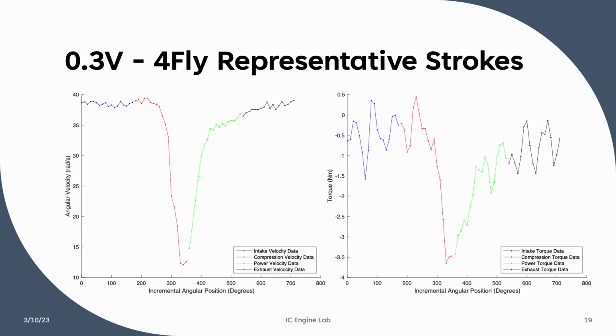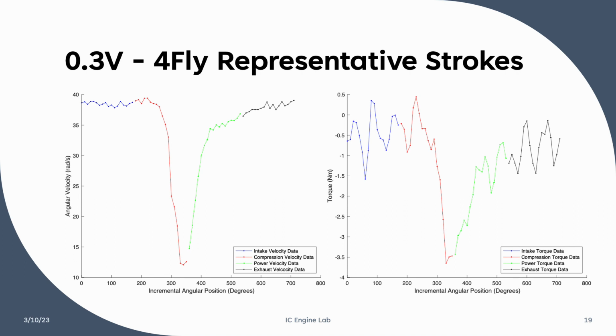The compressor stroke works by moving the piston from bottom dead center to top dead center while the valves are closed. This causes a large dip in the angular velocity, as shown with the red data points, and then a large increase in the torque, shown by the red data points in the torque plot. This is due to a very large increase in the pressure.